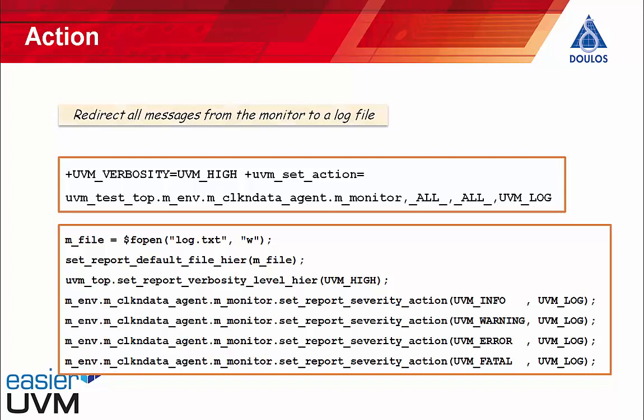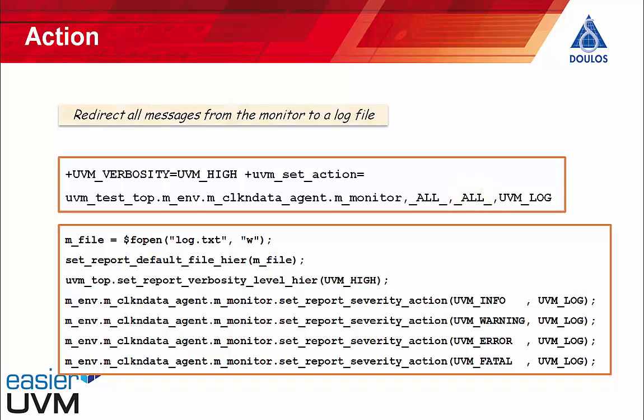We could redirect all messages from the monitor to a log file. Let's start off by looking at the compiled version. So we're making a call to set report severity action in order to set the action to UVM log. If we want to report all messages to the log file regardless of their severity, then with the functional version we actually need to make 4 separate calls to set report severity action, one for each of the 4 severities: info, warning, error or fatal. If we're doing that from the UVM command line, we can just set the corresponding argument, the severity argument, to _all_, again illustrating that there's some very useful shortcuts if we're doing these settings from the command line.